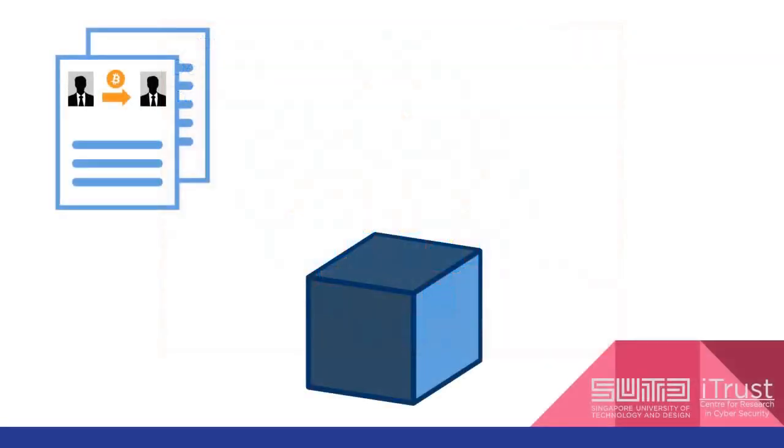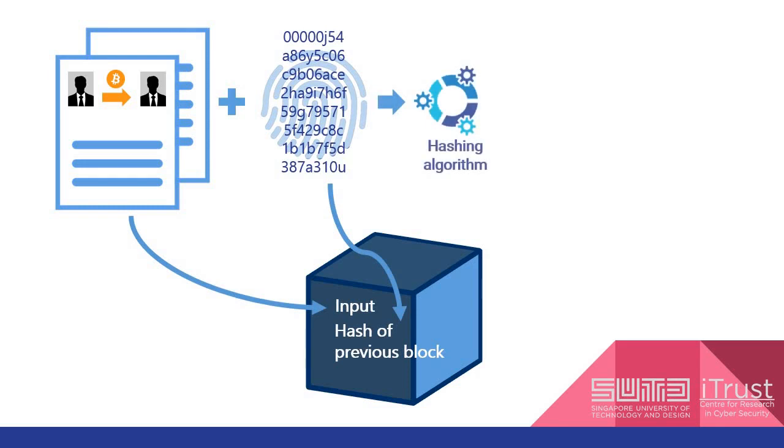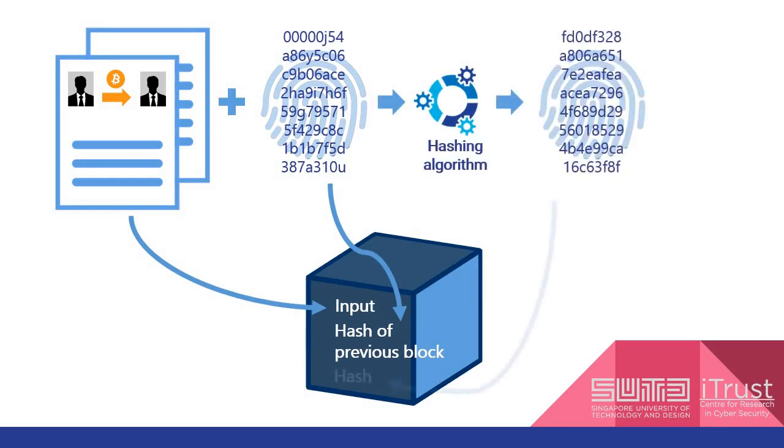Using a Bitcoin transaction as an example, the input into the block would be the sender, the receiver, and the amount of Bitcoins involved. The input, together with the hash of the previous block, is fed into a cryptographic hashing algorithm to generate a hash of the current block. A hash is a string of numbers and letters that is unique only to the input and its properties.